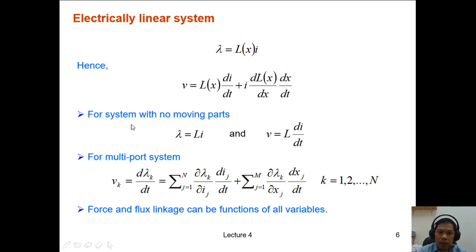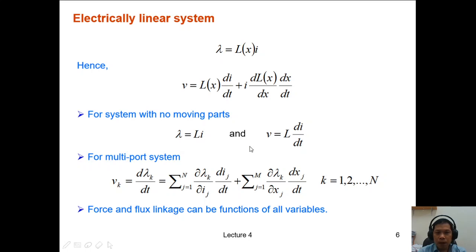When the system has no moving part, it means x is a constant. So L will be constant too, and lambda will be Li, and therefore we only have this first component. The second component doesn't exist because dx by dt is 0.